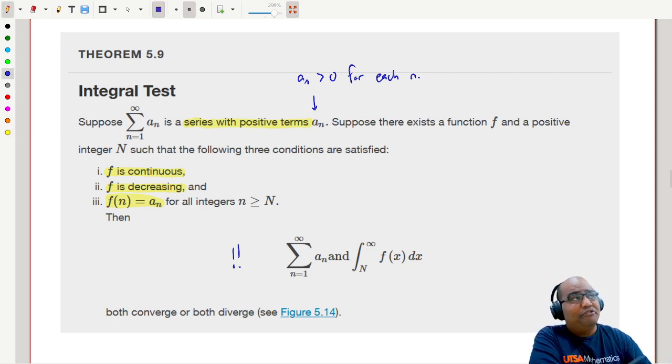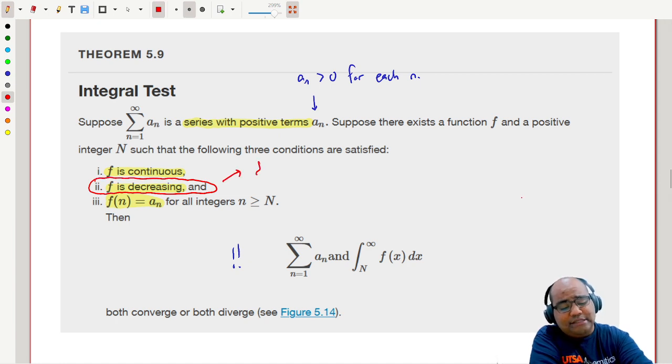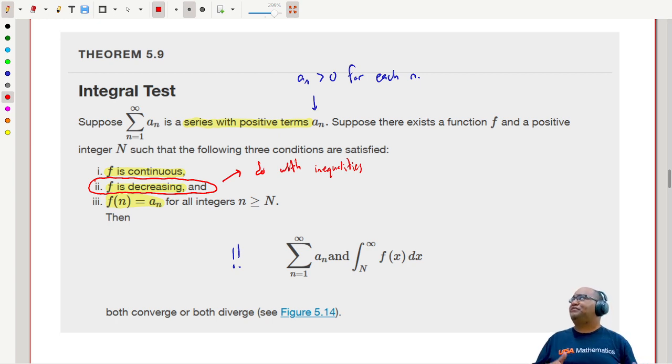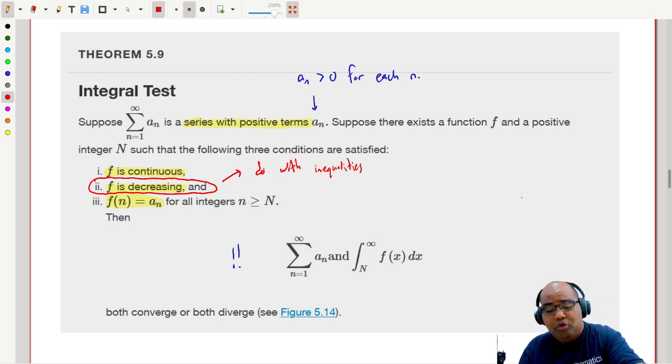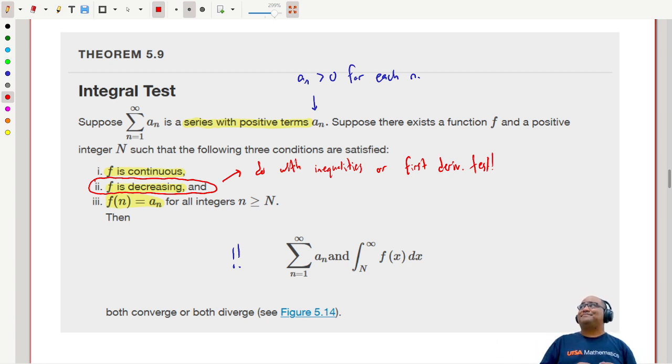Now, there are a few technicalities that we would be careful with, but the biggest thing here is to check that this holds. You have to make sure that you have a decreasing function. You can do this with inequalities, that's the, shall I say, the pro way, or the way you usually do it in Foundations of Analysis or Real Analysis 1, or use the first derivative test. And we'll see some examples of that.